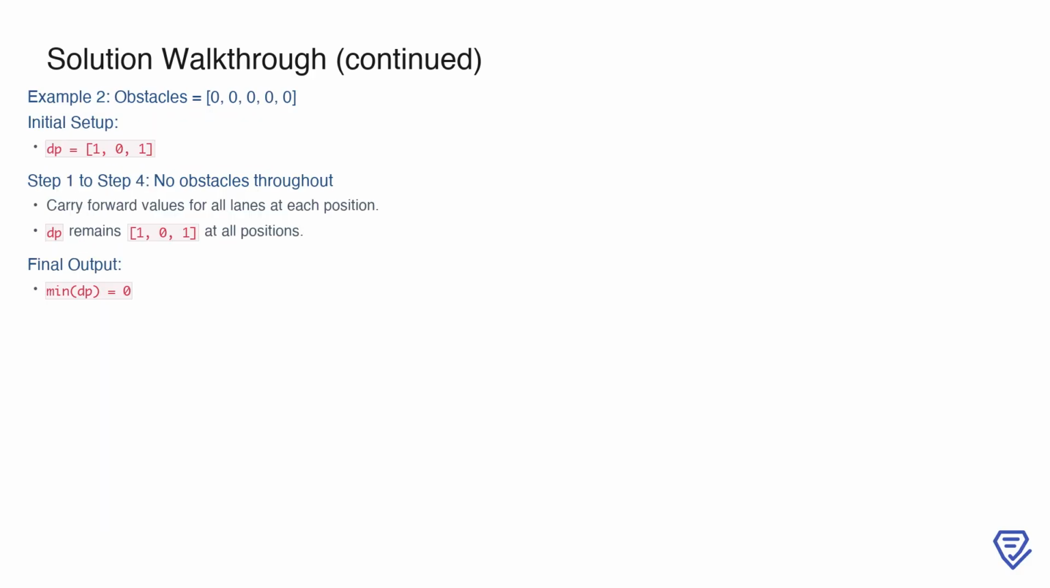In this example, the obstacles array is 0, 0, 0, 0, 0, meaning there are no obstacles throughout the track. The DP array is initialized as 1, 0, 1, representing the jumps required to reach each lane at position 0. Since there are no obstacles, we simply carry forward the values for all lanes at each position. The DP array remains 1, 0, 1 throughout the track. At the end of the track, the minimum value of DP is 0, indicating that no sideways jumps are needed to reach the finish line.